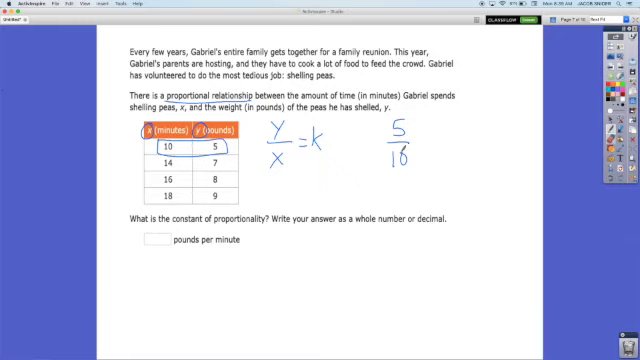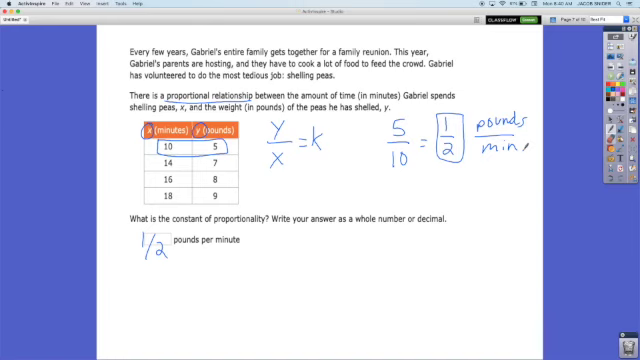Now, when I go to plug my answer in, we need to simplify that. So 5 over 10 simplifies to 1/2. That goes in our box. What that means is that he's going to shell 1/2 pound of peas per minute. And notice how that's rate, right? It's pounds per minute. And there we have our answer.